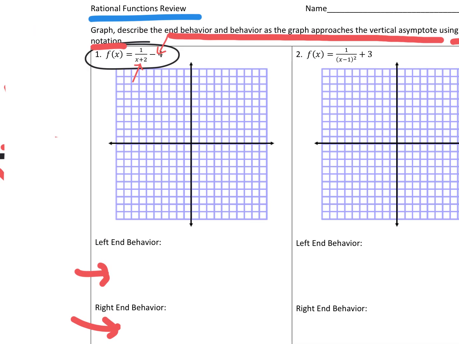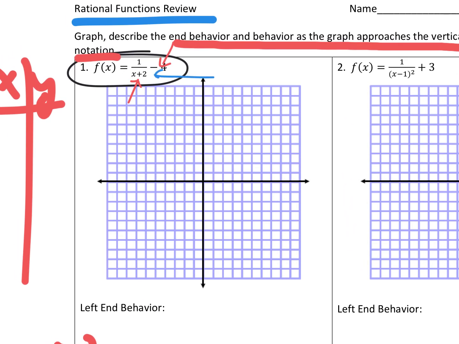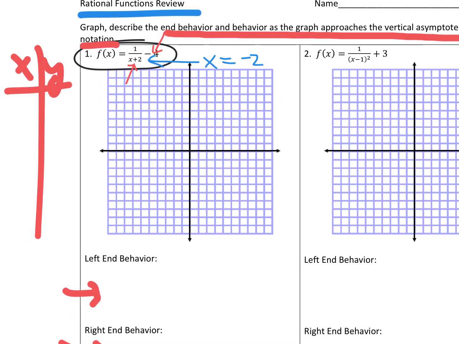All right, so first off, I would make an XY chart. And my vertical asymptote is what makes the denominator 0. So down there, I can see that x equals -2 would make the denominator 0. So that's an important spot. -2 gives me an A, an asymptote. So here's my -2 vertical asymptote.